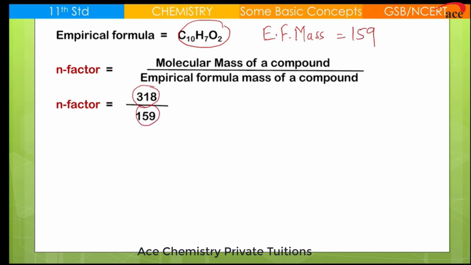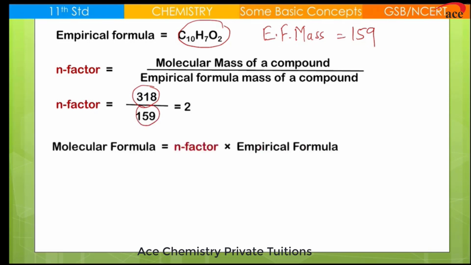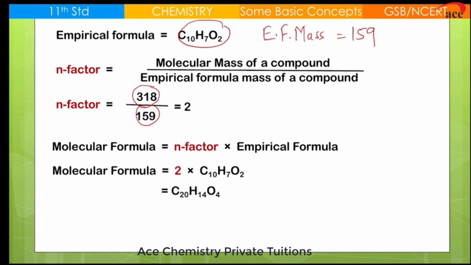So 318 given in the previous numerical, 159 empirical formula mass. N factor will be 2. Once you got N factor, molecular formula is given by N factor multiplied by empirical formula. 2 multiplied by C10H7O2 will give you C20H14O4. This is how you will get the molecular formula.